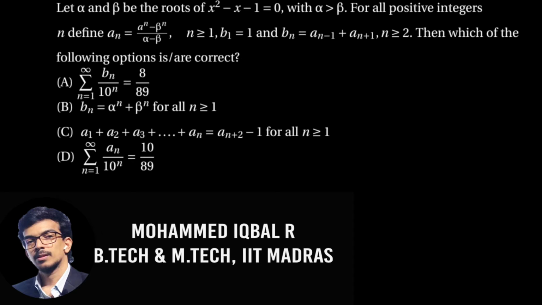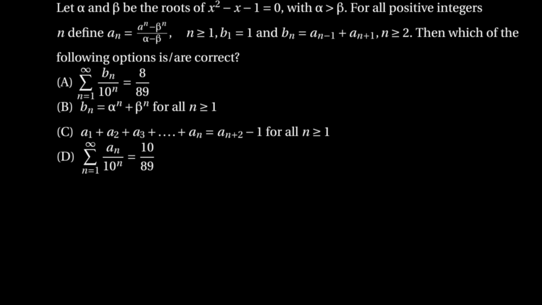This is a question from JEE Advanced 2019. Let alpha and beta be the roots of x squared minus x minus 1 equal to 0, with alpha greater than beta. For all positive integers n, define a_n equal to (alpha raised to n minus beta raised to n) by (alpha minus beta), n greater than or equal to 1, b_1 equal to 1, b_n equal to a_(n-1) plus a_(n+1) for all n greater than or equal to 2. Then which of the following options is or are correct?